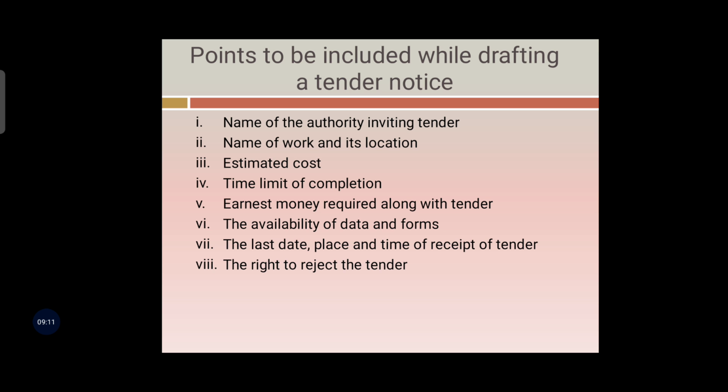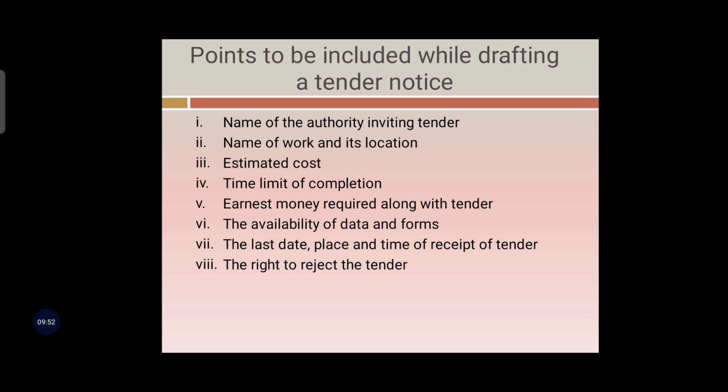Second one is name of the work and its location. So the two factors are important. Some contractors are specialized in particular work only, such as road or building work, etc. The name of the work will help to assess whether the work is too small or too big or within his capacity. Okay, third one is estimated cost. The estimated cost gives the volume of work and enables the contractor to see whether the work is too small or too big and is within his capacity.